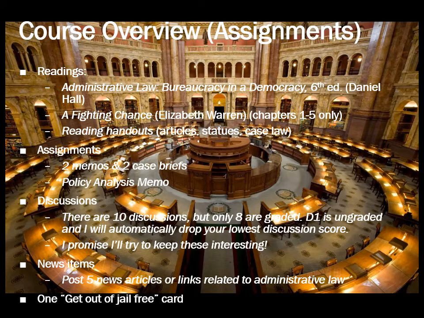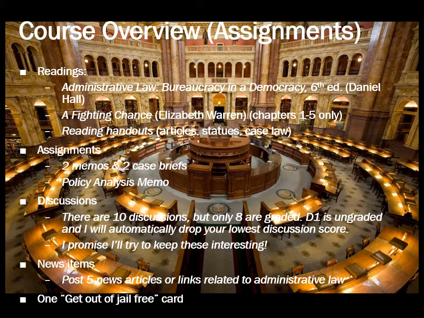We're going to read A Fighting Chance not for political reasons, but because it provides a unique insider look at the creation of a new federal agency, the Consumer Financial Protection Bureau. It's not new anymore, but when the book was written, it was. The CFPB was created by Congress as part of the Dodd-Frank Act, and it was designed to protect regular Americans from the types of predatory financial activities that triggered the 2008 economic collapse.